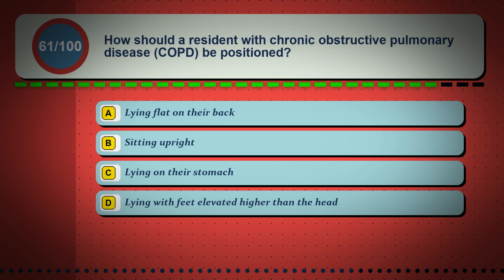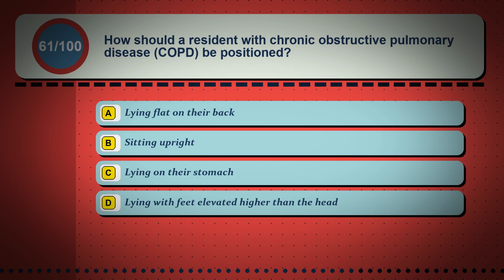Question 61. How should a resident with chronic obstructive pulmonary disease, COPD, be positioned? Option A, lying flat on their back. Option B, sitting upright. Option C, lying on their stomach. Option D, lying with feet elevated higher than the head.